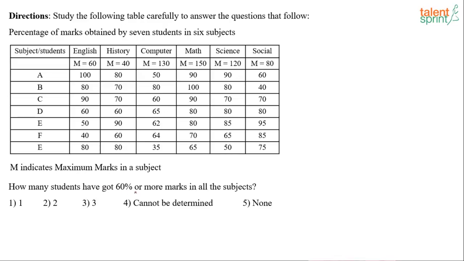How many students have got 60% or more marks in all the subjects? They should be getting 60% or more. Now, I'll tell you how to solve this. We know the maximum marks of each subject, so let us find out what the 60% cutoff will be for each subject. 60% for English will be 36, so anybody who scores greater than 36 has got more than 60% marks.